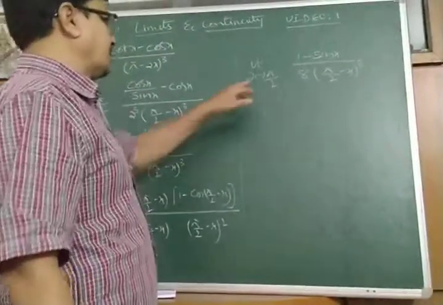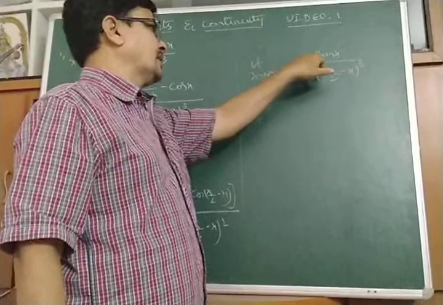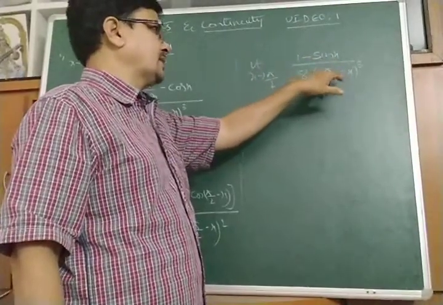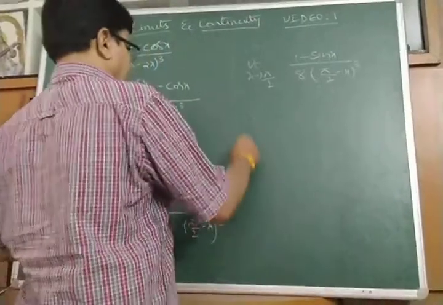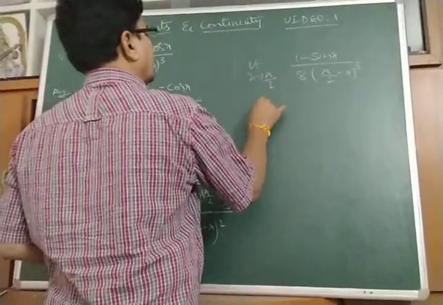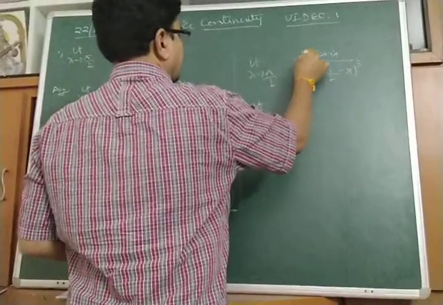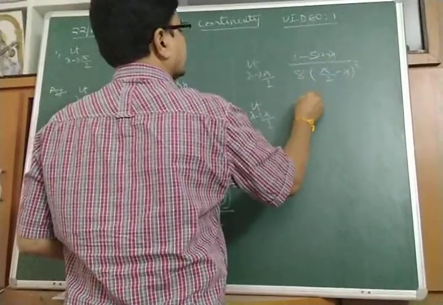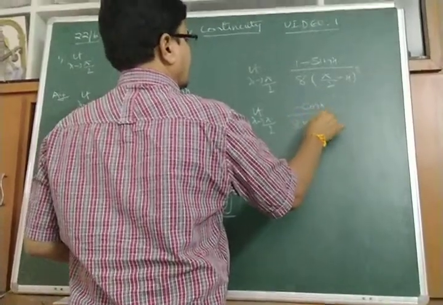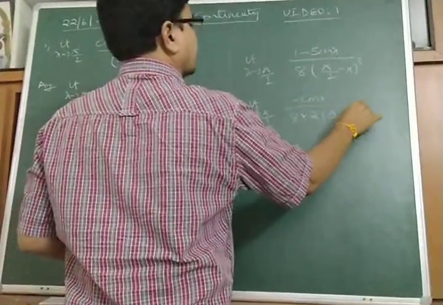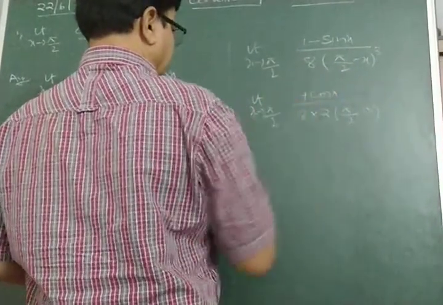When we substitute pi by 2, 1 minus sin 90 is 1 minus 1, which is 0, and pi by 2 minus pi by 2 is also 0. This is 0 by 0 form. So that's why we apply L'Hospital rule. Limit x tends to pi by 2, derivative of 1 is 0, so minus cos x divided by 8 into 2 into (pi by 2 minus x). The derivative of minus x is minus 1, so that is plus.